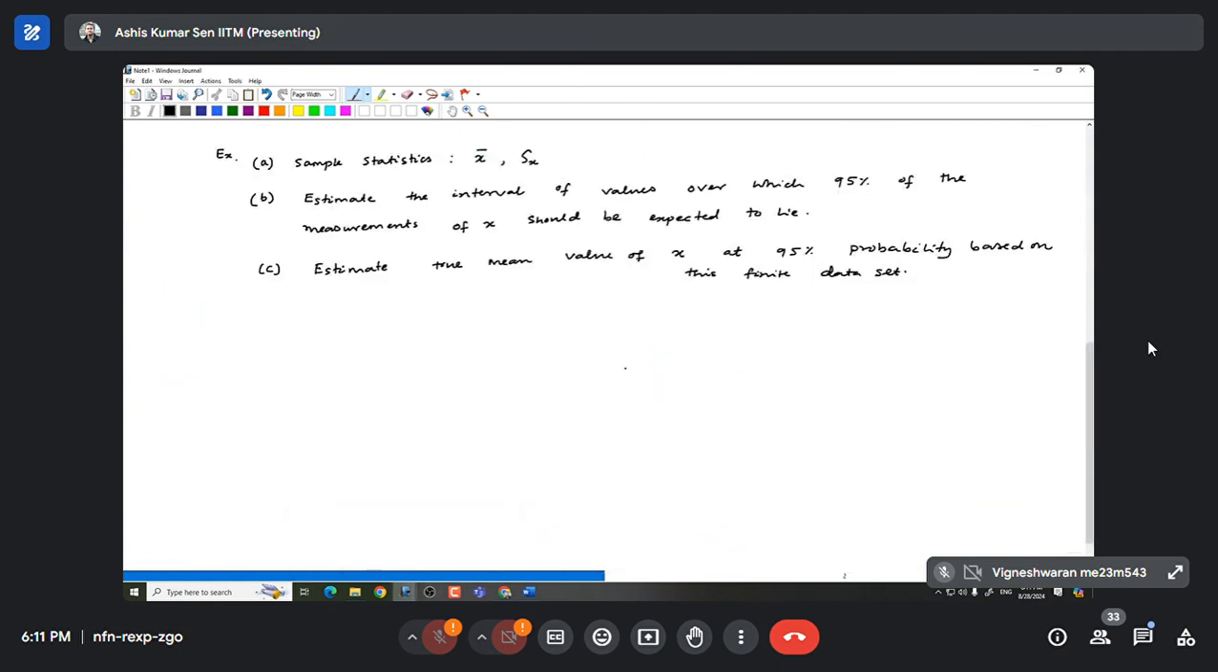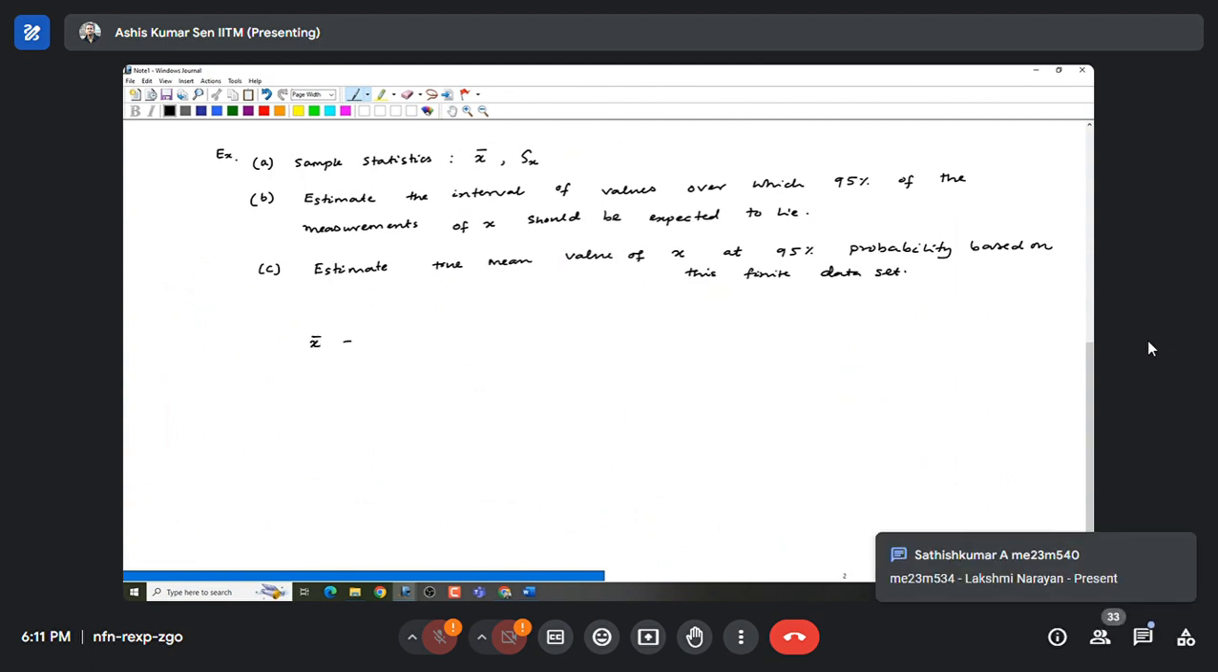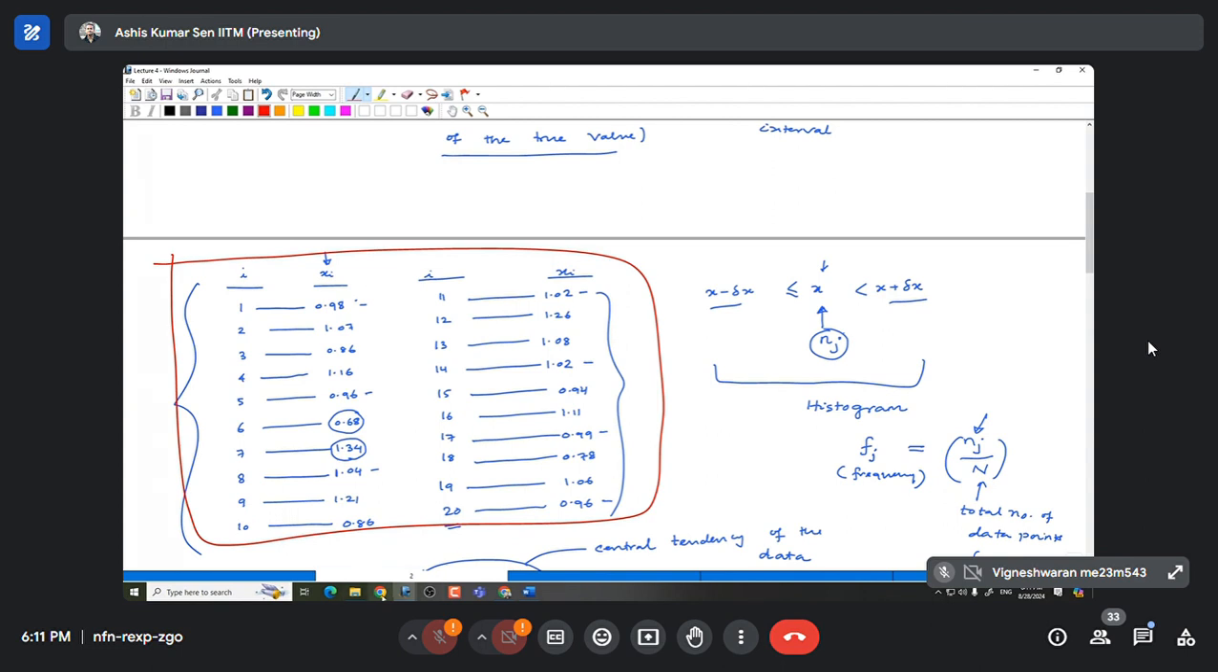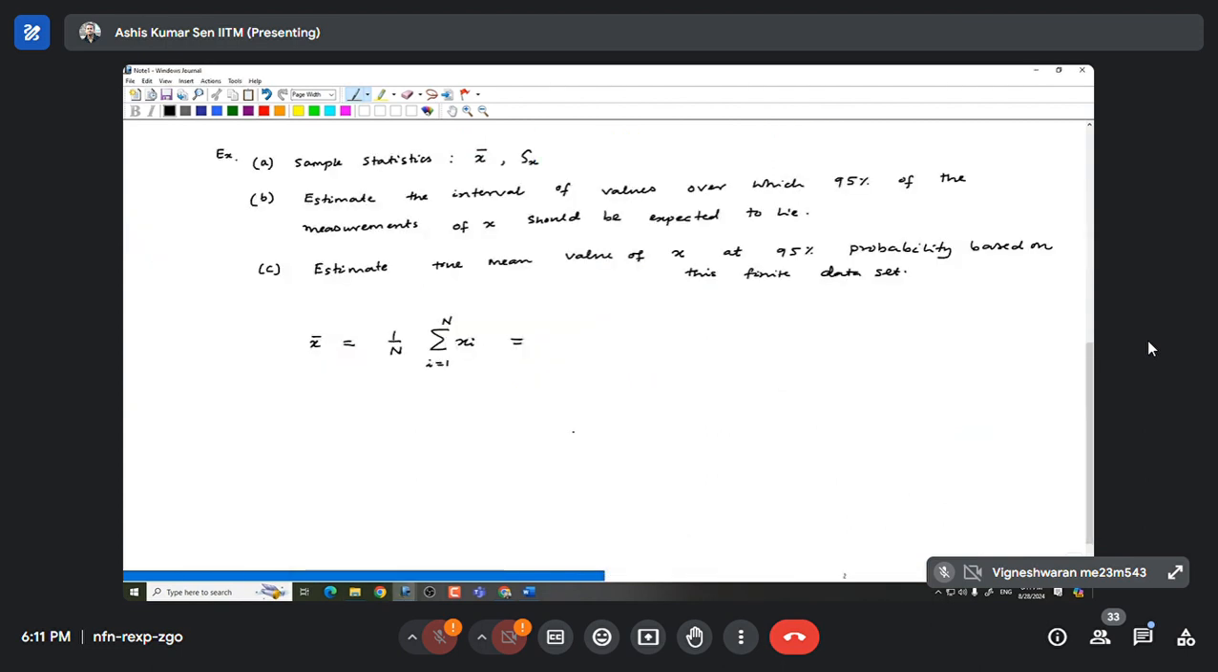So first we find the mean. So we find mean, which is 1 over n sum xi, i equal to 1 to n. So if I take all these 20 values, add them up, and divide by 20, then I would get 1.02. Okay, so you can do that, check that for yourself.